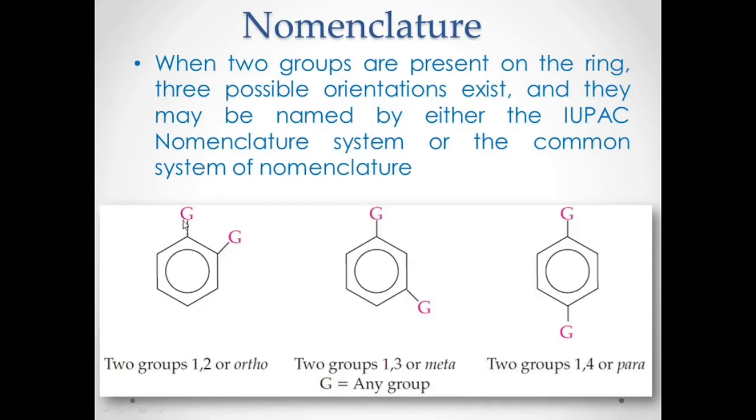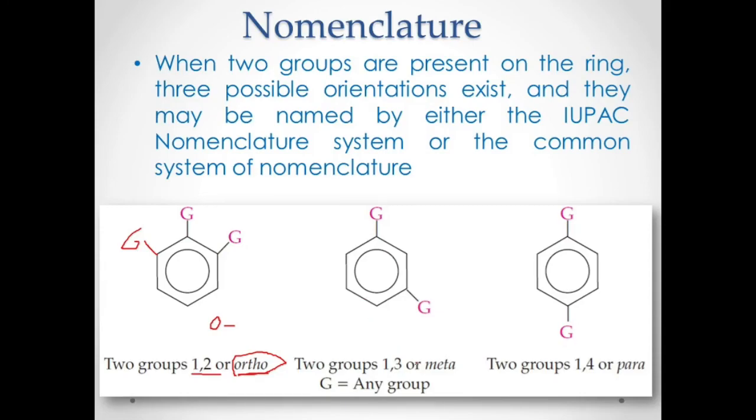Okay, you have your two groups. If both of these groups are adjacent to each other, they are just beside each other. You can also put the G there, and that is the same. That is also an ortho. So the IUPAC name is numbered, like 1 and 2, but the common name would be the ortho position. You can just write an italicized o, or you can write the word ortho for that.